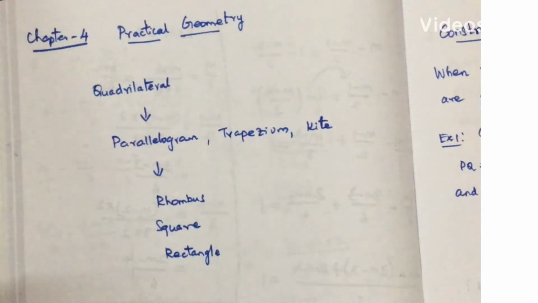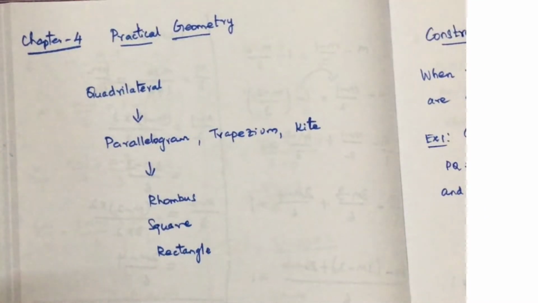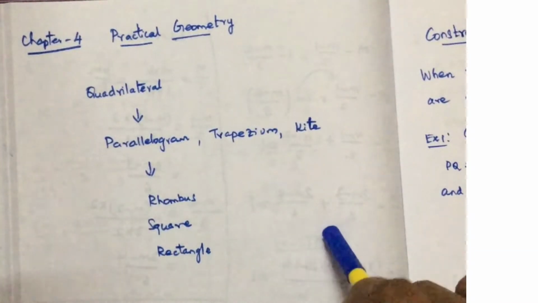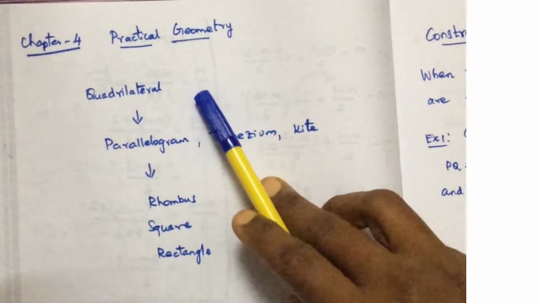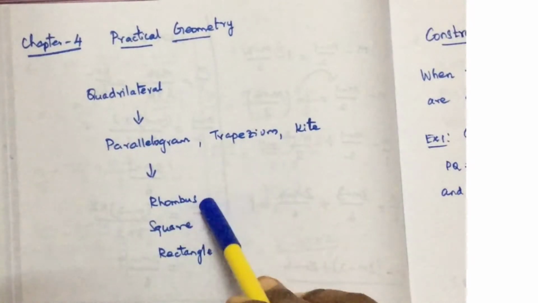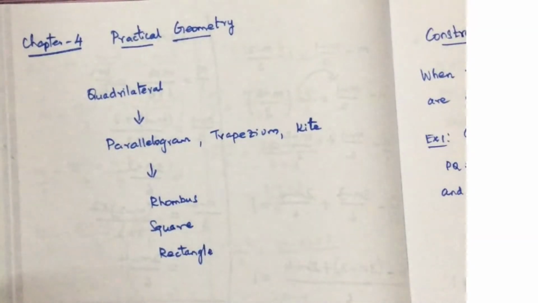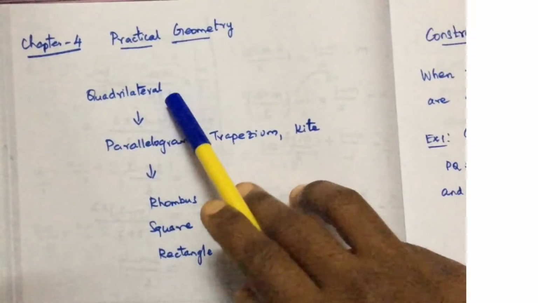Good morning. In this class we are going to start chapter 4, practical geometry. Before solving exercise problems, we will just revise the properties of these figures and then we will solve that. First we will start with quadrilateral, and then parallelogram, trapezium and kite, and here rhombus, square and rectangle.